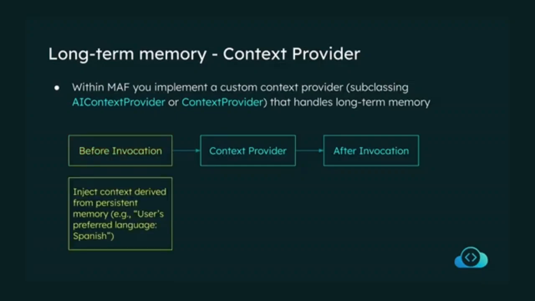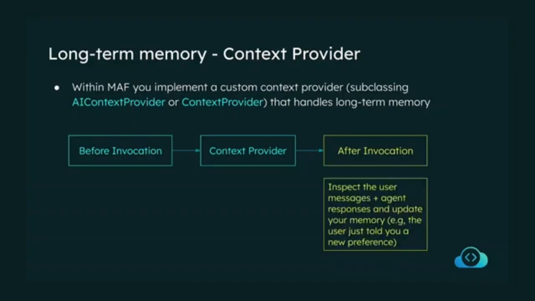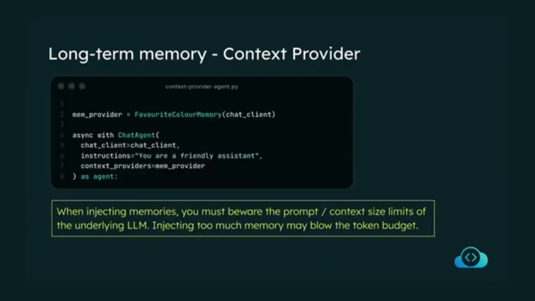So it's like injecting context derived from persistent memory or the threads as we discussed, like the user's preferred language, the user's current location. And when you talk about after invocation, you inspect the messages from the user or the agent to fetch out meaningful stuff in it. And when you fetch those stuff out, you can store it somewhere. So that's how you can do it.